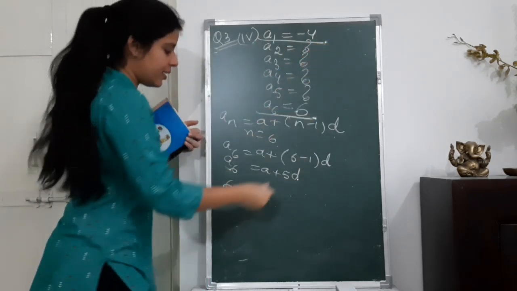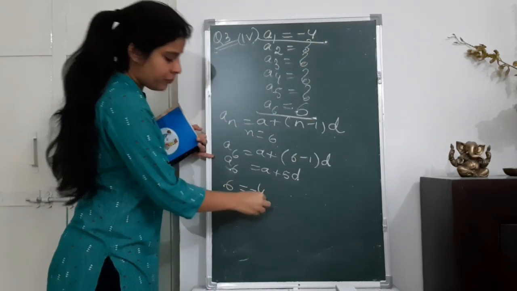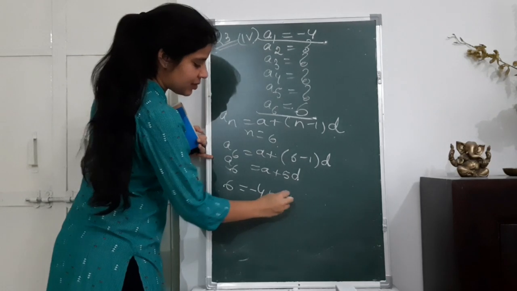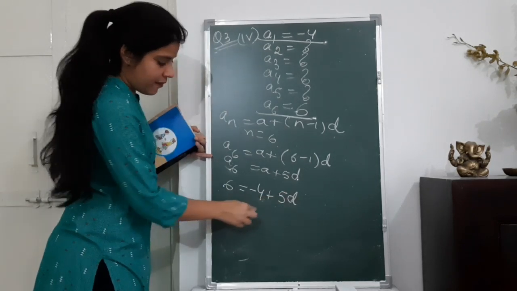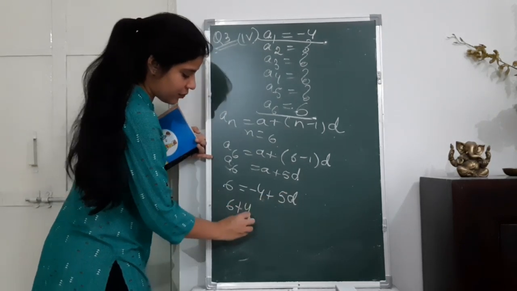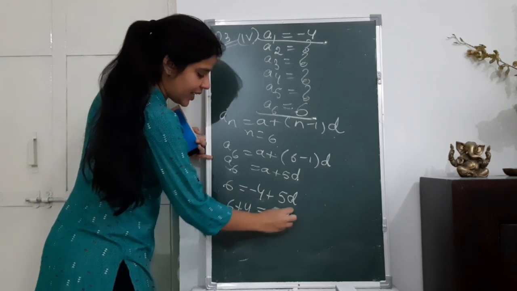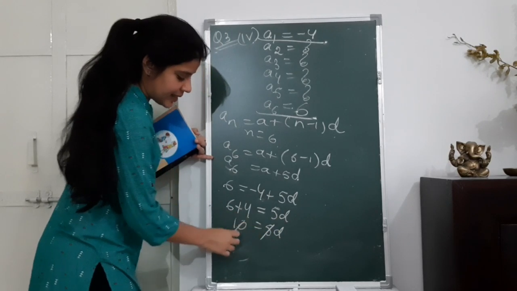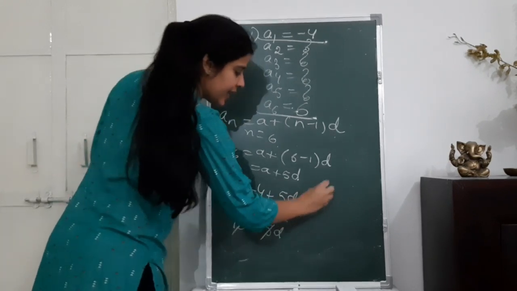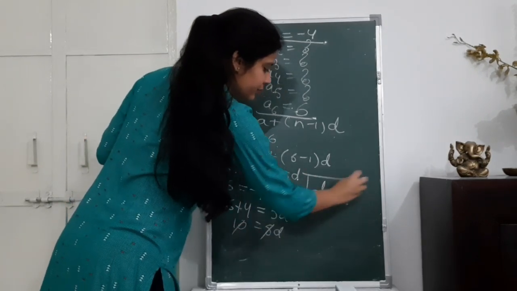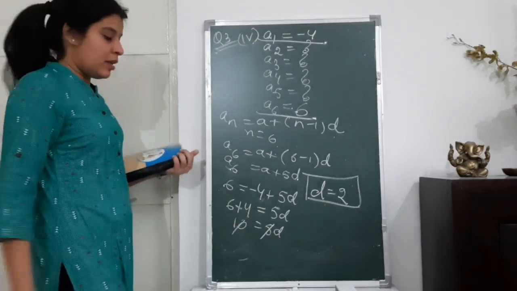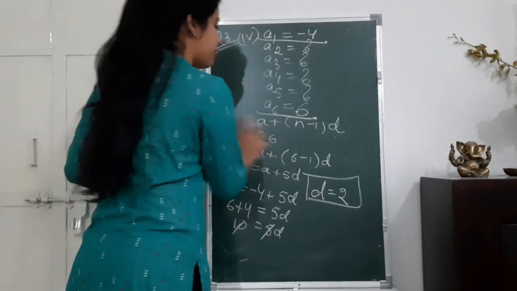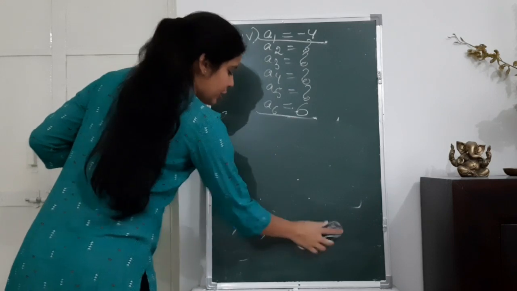A1 is equal to what? Minus 4 plus 5D. So if I take this here, I get 6 plus 4 is equal to 5D. That is 10 is equal to 5D. And cancelling this, I get D is equal to 2. Okay, that is how I get the common difference is equal to nothing but 2.